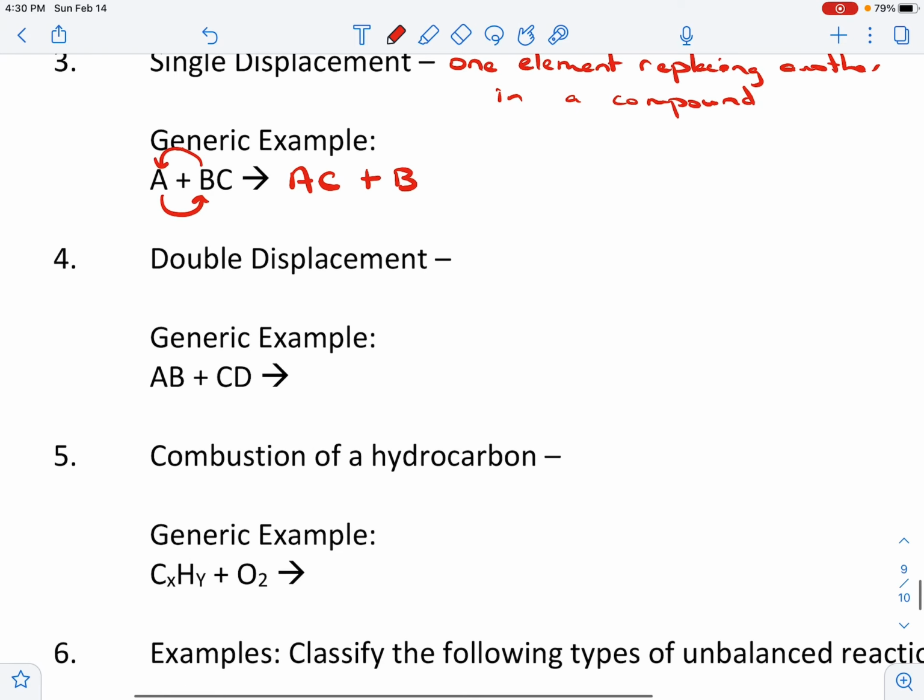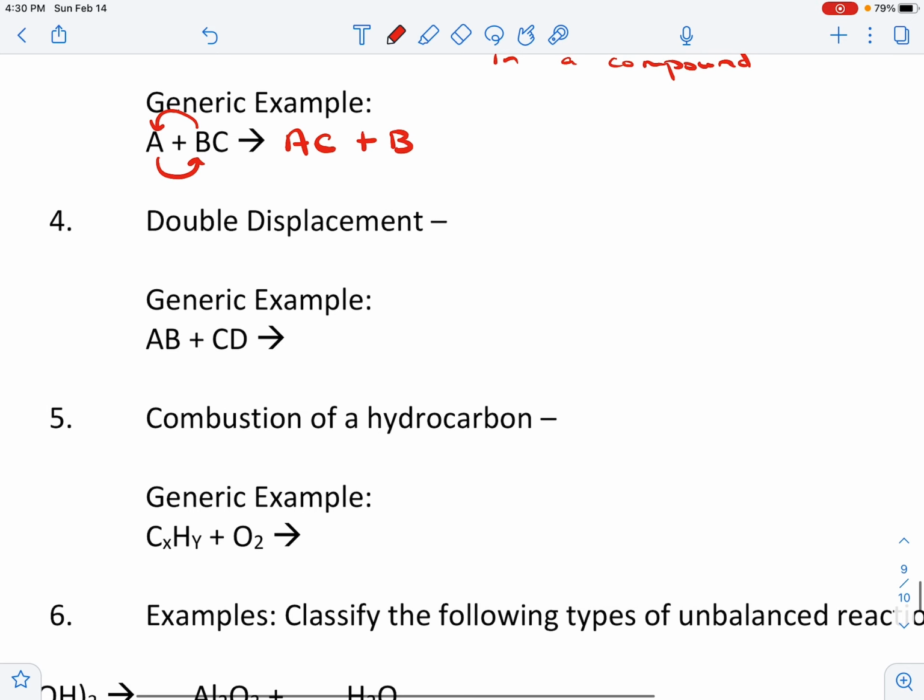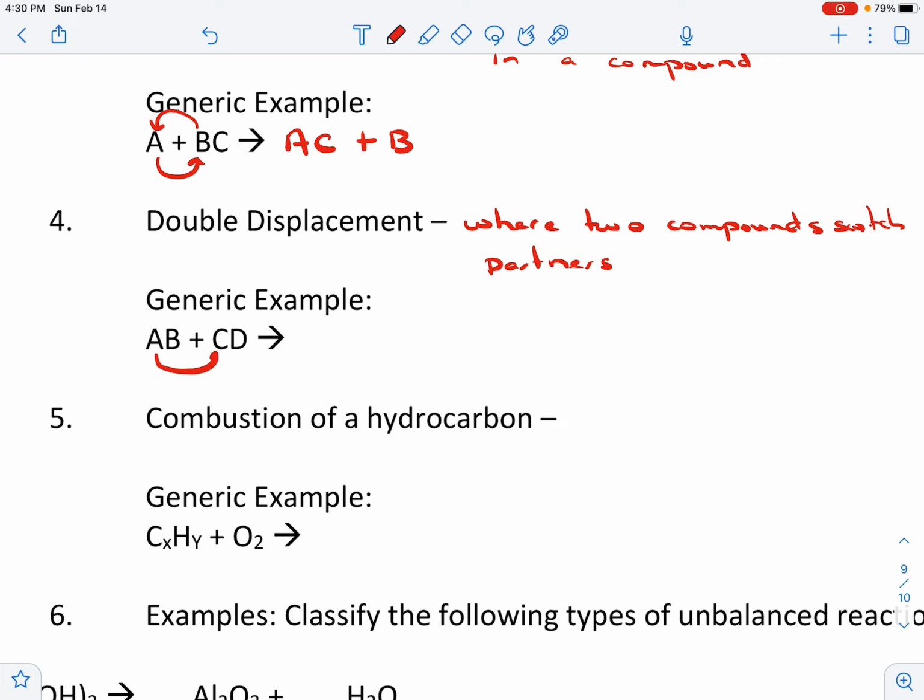If that was single replacement or displacement, double displacement is where two compounds switch partners. If we look, same thing here, A and C are going to switch places, so we're going to have A with D and C with B. And yes, there is an important way that we write them, but we'll discuss that at another time.